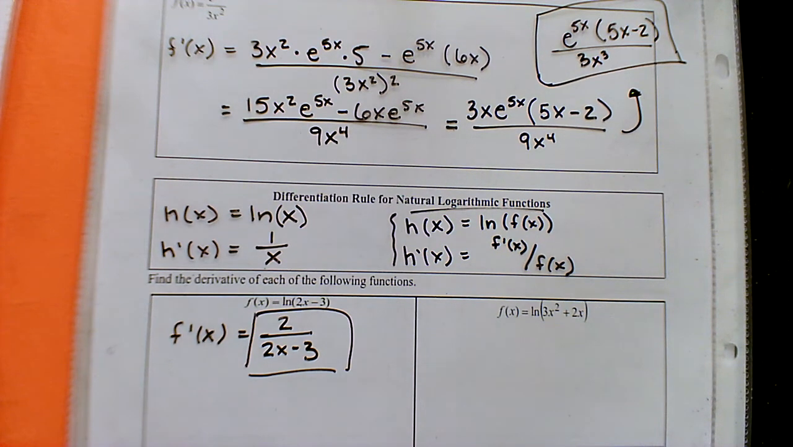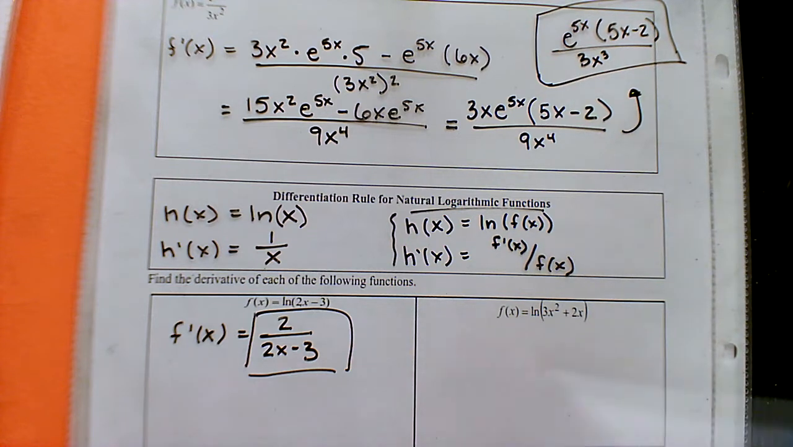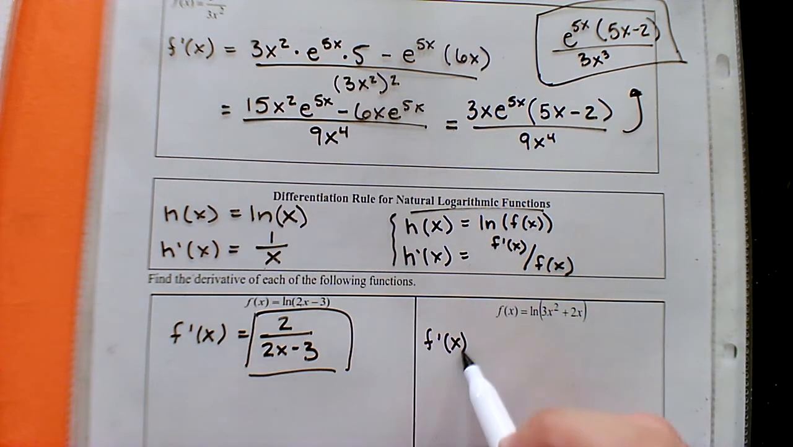It's not the quotient rule. I know the derivative is a fraction, but you're not doing the quotient rule itself. It's just the derivative of the inside over the inside. This is just for natural logs.